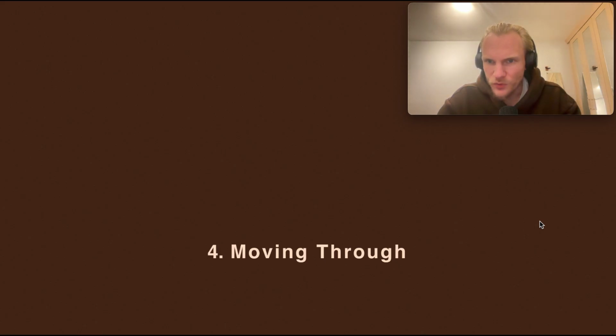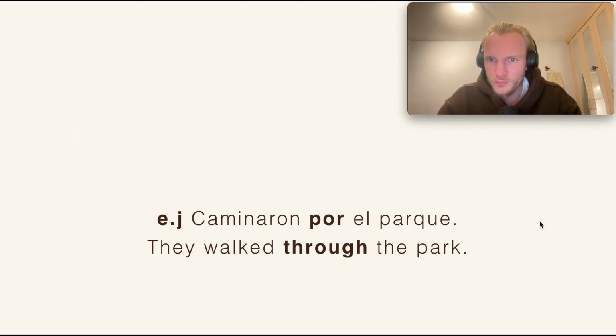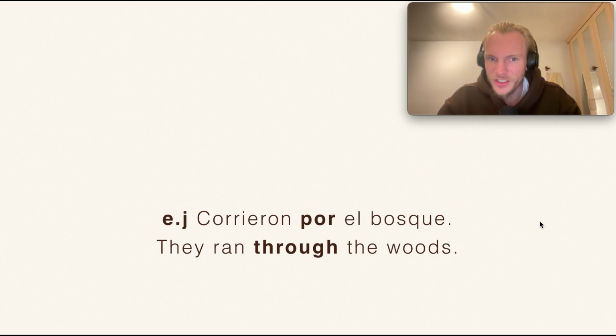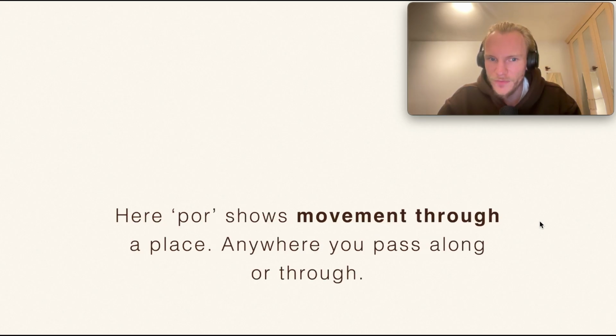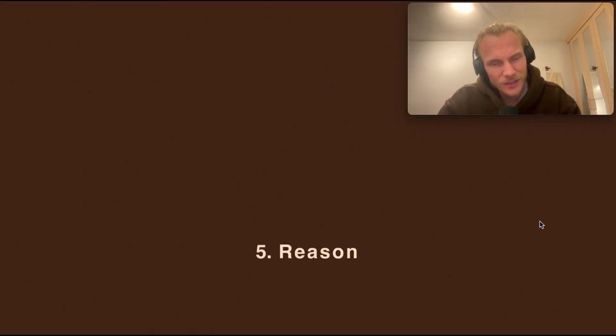Number 4, moving through. Caminaron por el parque. They walked through the park. Corrieron por el bosque. They ran through the woods. So here por shows movement through a place, anywhere you pass along or anywhere you go through. And por is a backward-facing word.